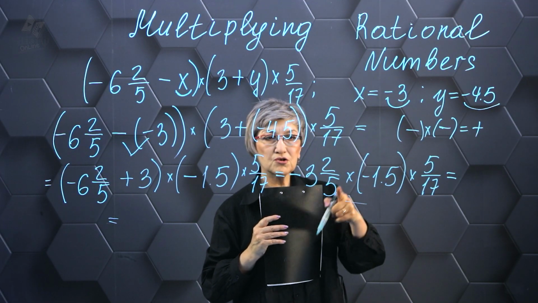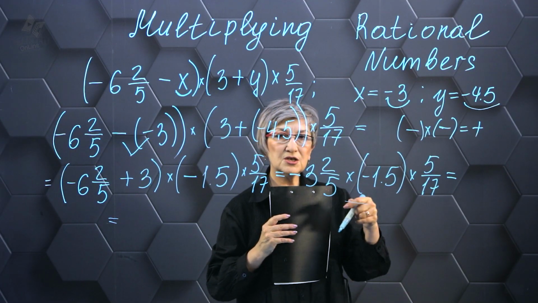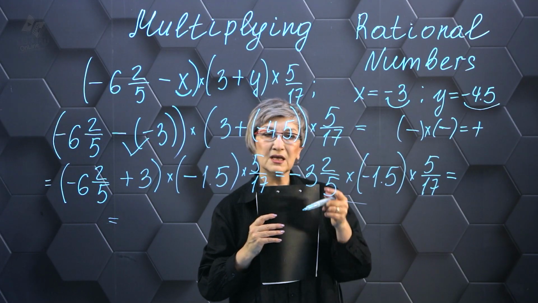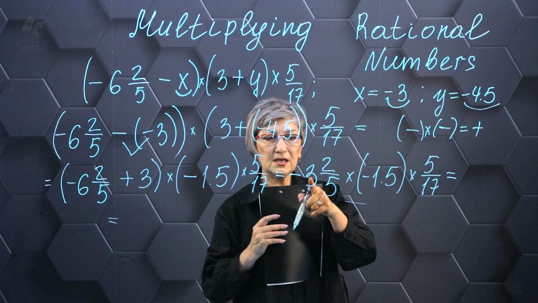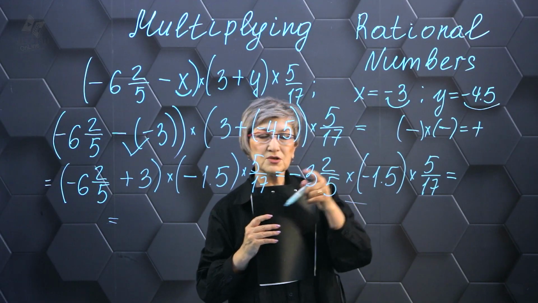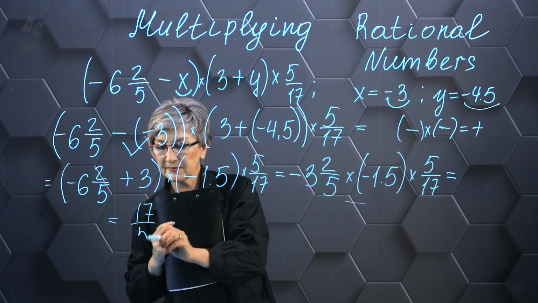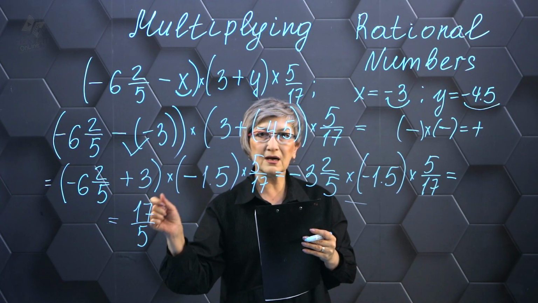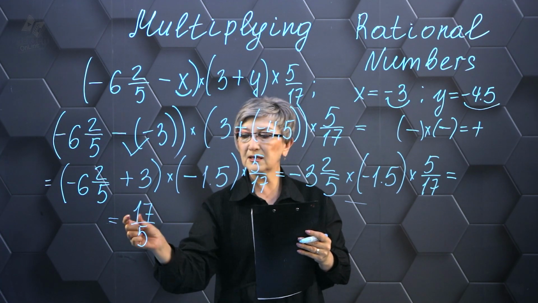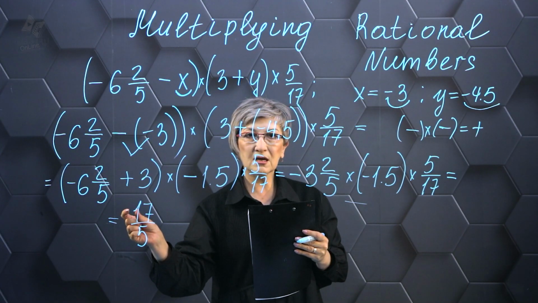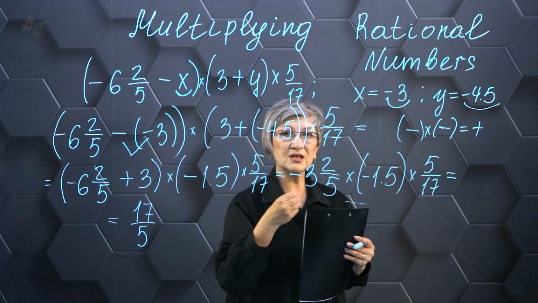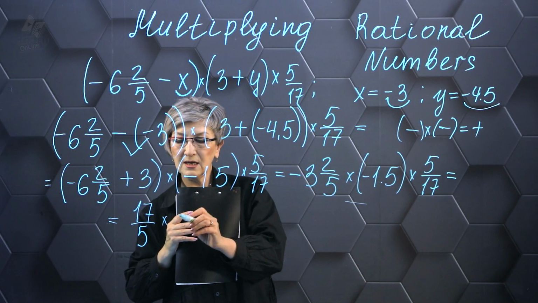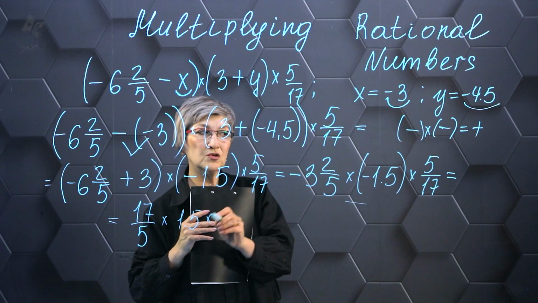Let's remember, to multiply a mixed number by a decimal fraction and by an ordinary fraction, let's write it all down as an ordinary fraction. 3 and 2/5. 3 times 5 is 15, and plus 2 is 17/5. Note that I have already counted the sign of our answer, that's why I don't write down the plus sign. Minus times minus is a positive number, so I write 17/5 times 1.5 and multiply by 5/17.